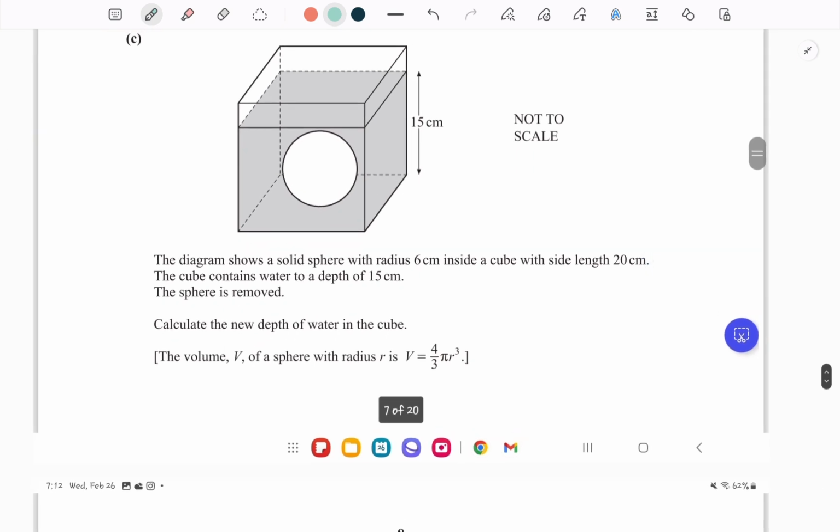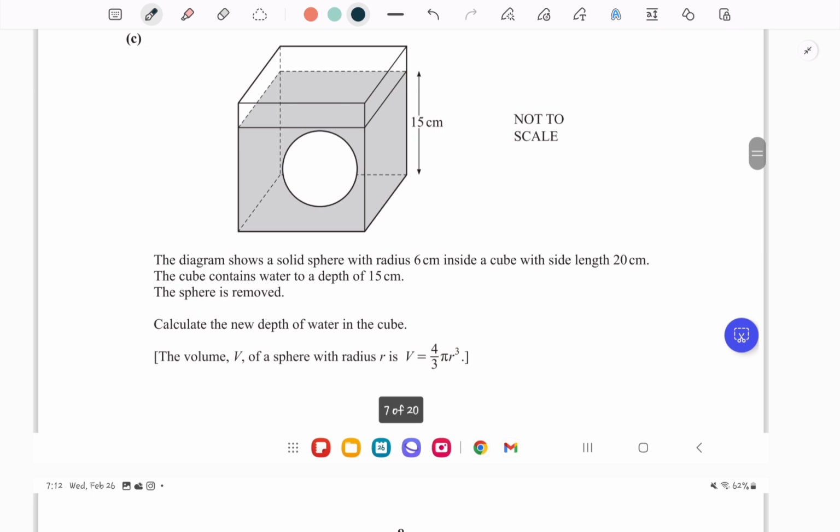Okay, we move on to part C. In part C, they're asking us for the volume of sphere in the water. Let's just read. The diagram shows a solid sphere with radius 6 centimeters inside a cube with side length 20 centimeters. The cube contains water to a depth of 15 centimeters. The sphere is removed. They need us to calculate the new depth of water inside of the cube.